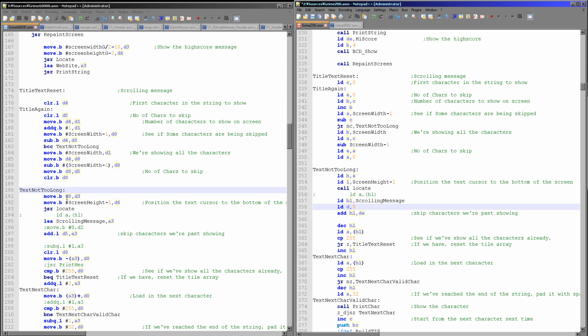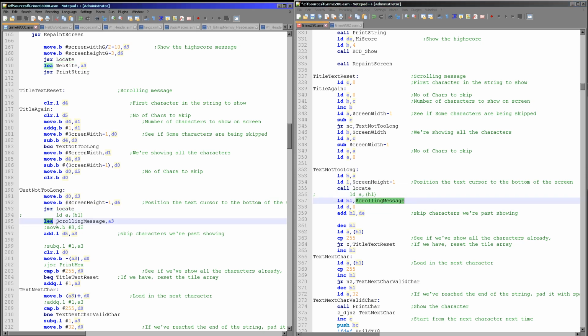So here we're just loading in the accumulator into our fake H register, which is D3. Then we're loading in the screen height. The locate command is, of course, using D3 and D6 as emulations of H and L, because I'm, again, mimicking these commands as close as I can. Then we're loading in the address of the scrolling message. Now you'll see here we're using a LEA command, load effective address. This is something very, very important about 68,000.